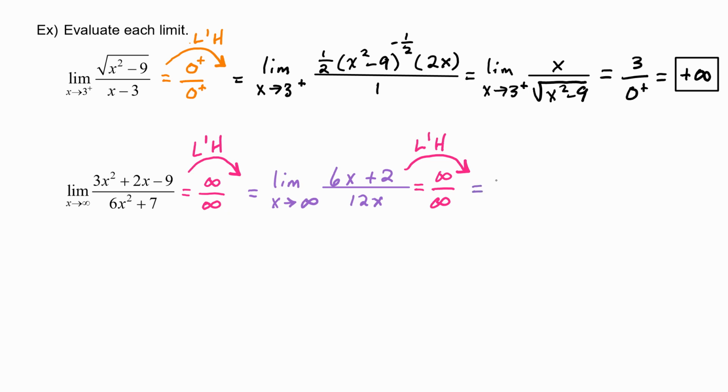So this becomes the limit as x goes to infinity of the derivative of the numerator, which is 6, over the derivative of the denominator, which is 12, and this is equal to 1/2. Now, using L'Hopital's is not the only way that we could have found this limit, but I'm just trying to show you that it's a way that will work.